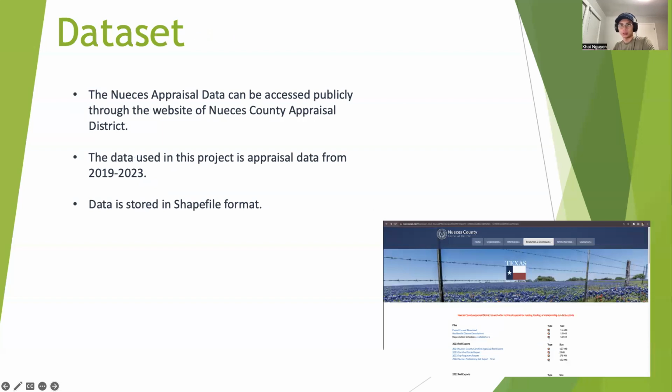And to the second section, the data set. In this project, I will use the newest appraisal data, which can be accessed publicly through the website of Nueces County Appraisal District. The data used in this project is the appraisal data from the year 2019 to 2023. And all of the data on this website is stored in shapefile format.